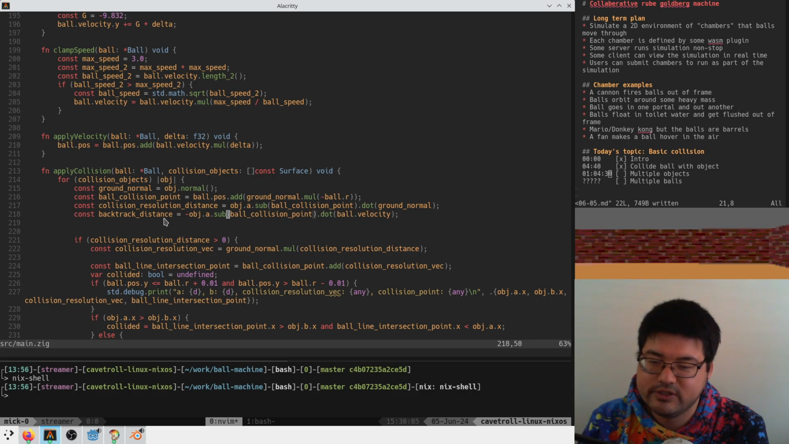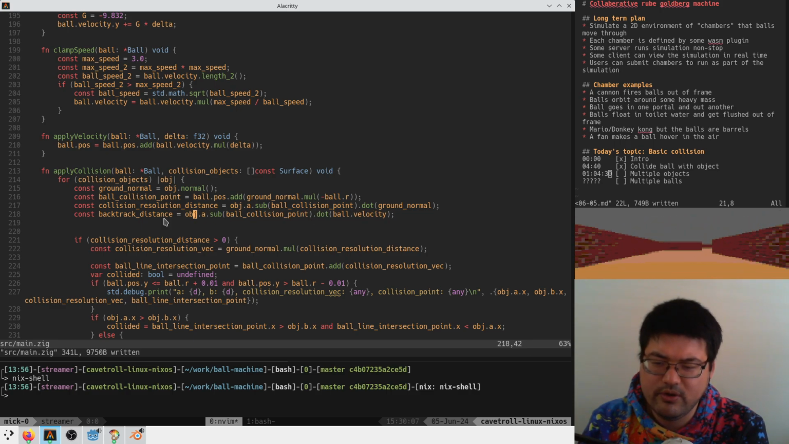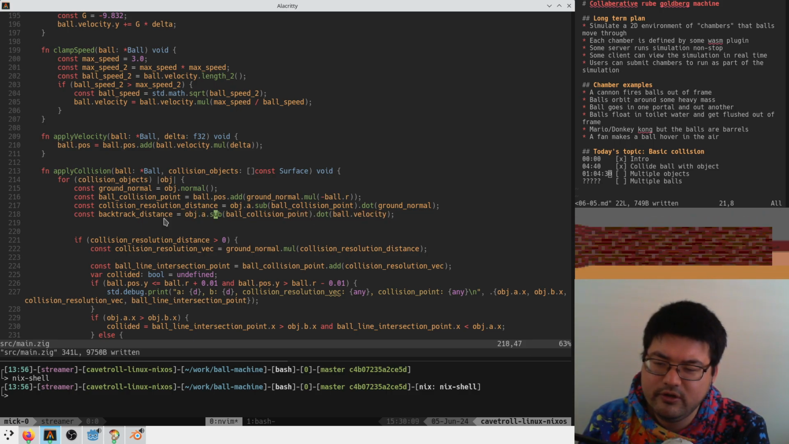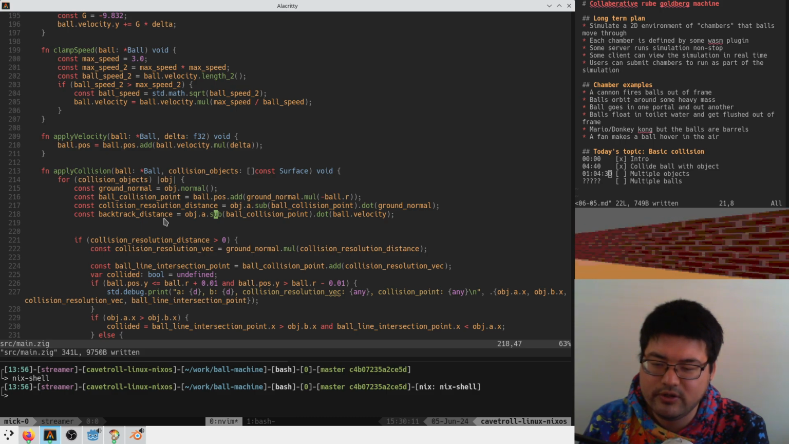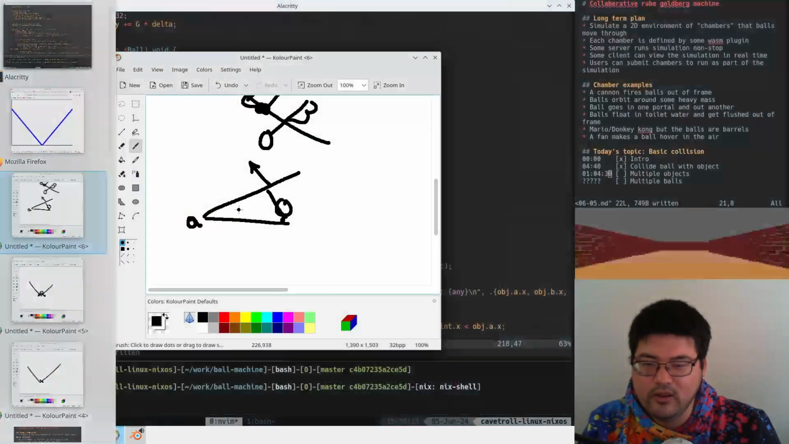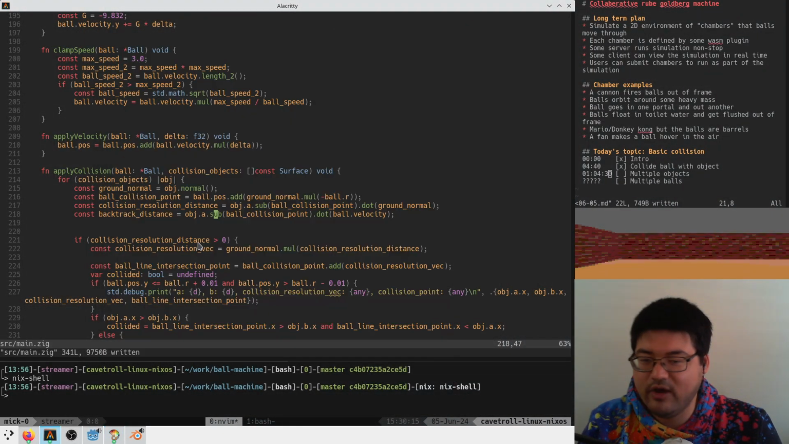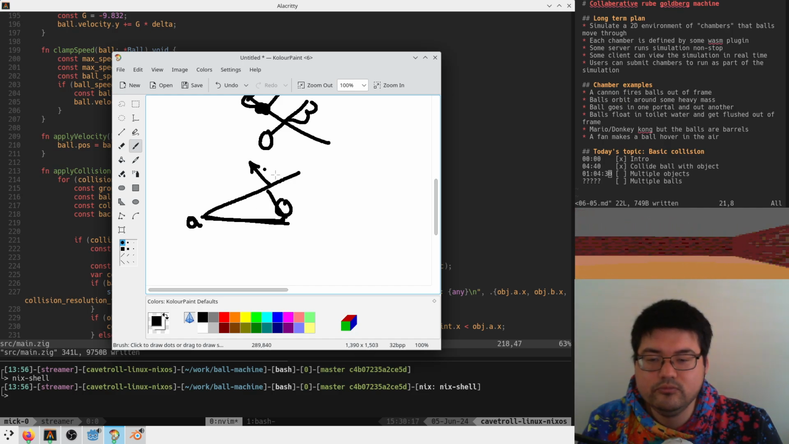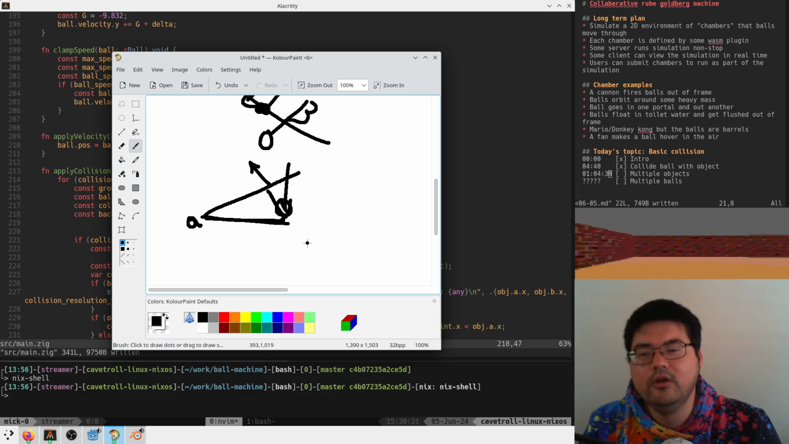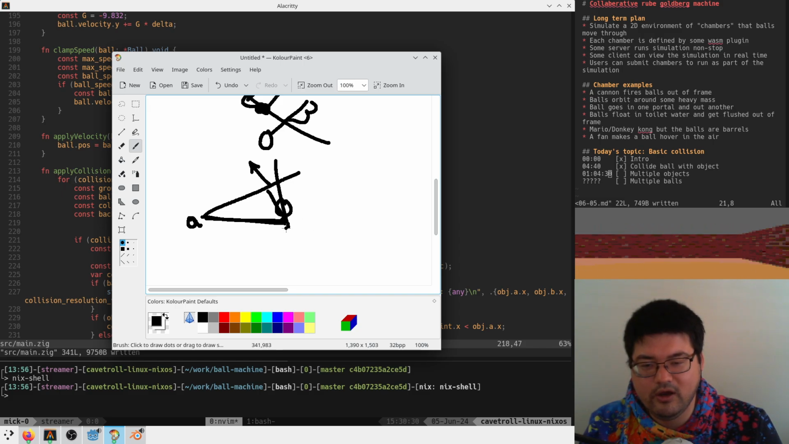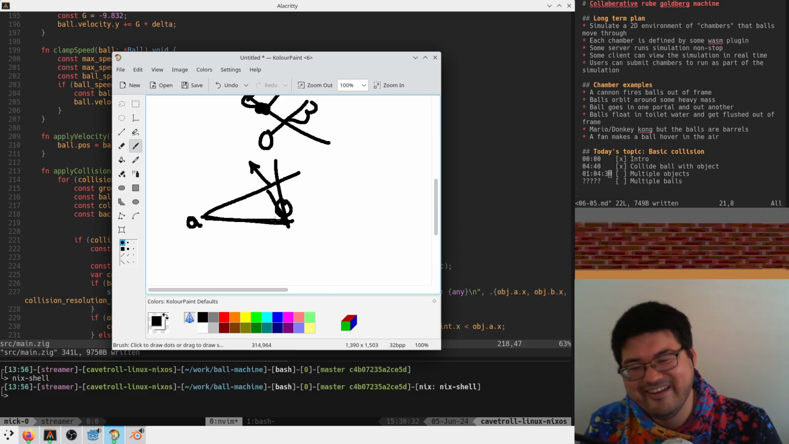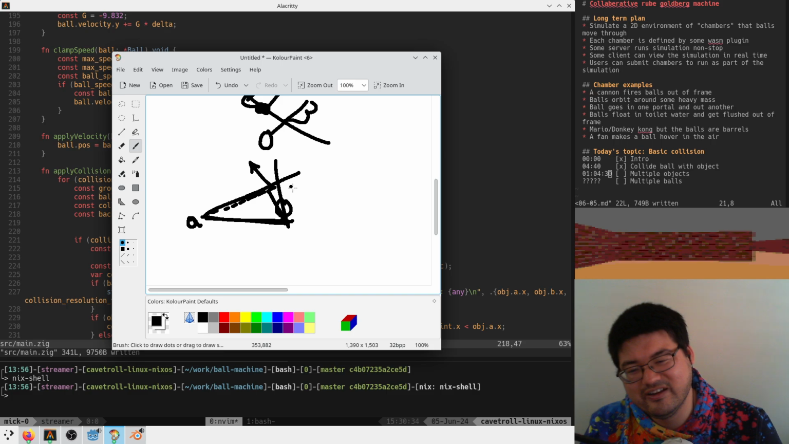So backtrack distance, let's just double check this here. The A position of the line, the distance between A and the ball collision point, that's this line, that's fine. Dot producted with its velocity. So its velocity is down. Okay, let's say that's a little bit off down. This is that projection.